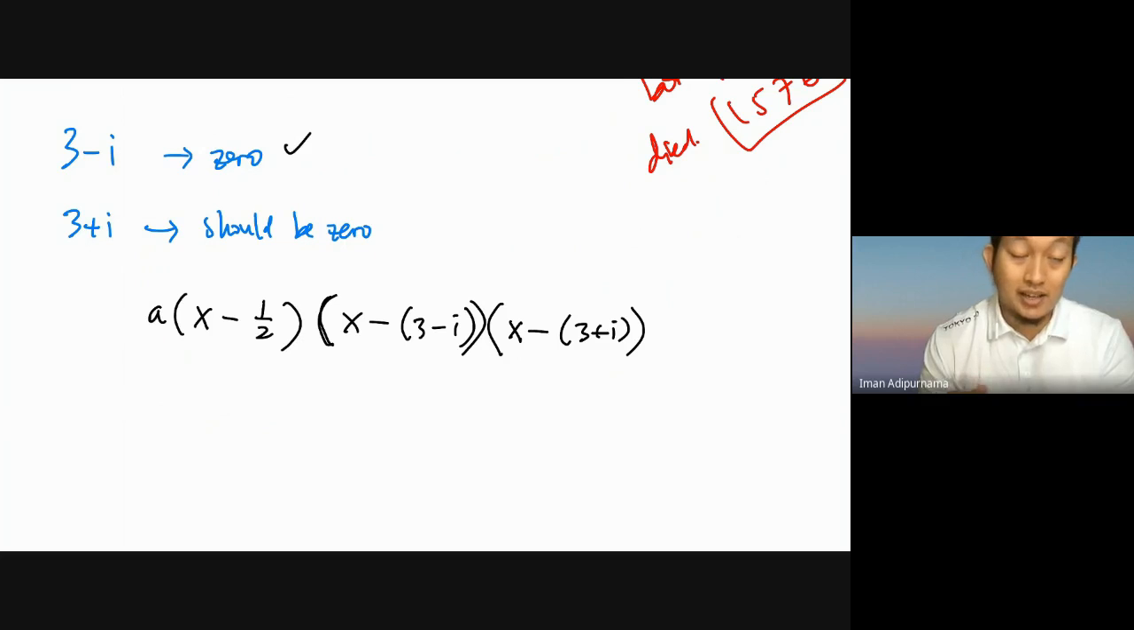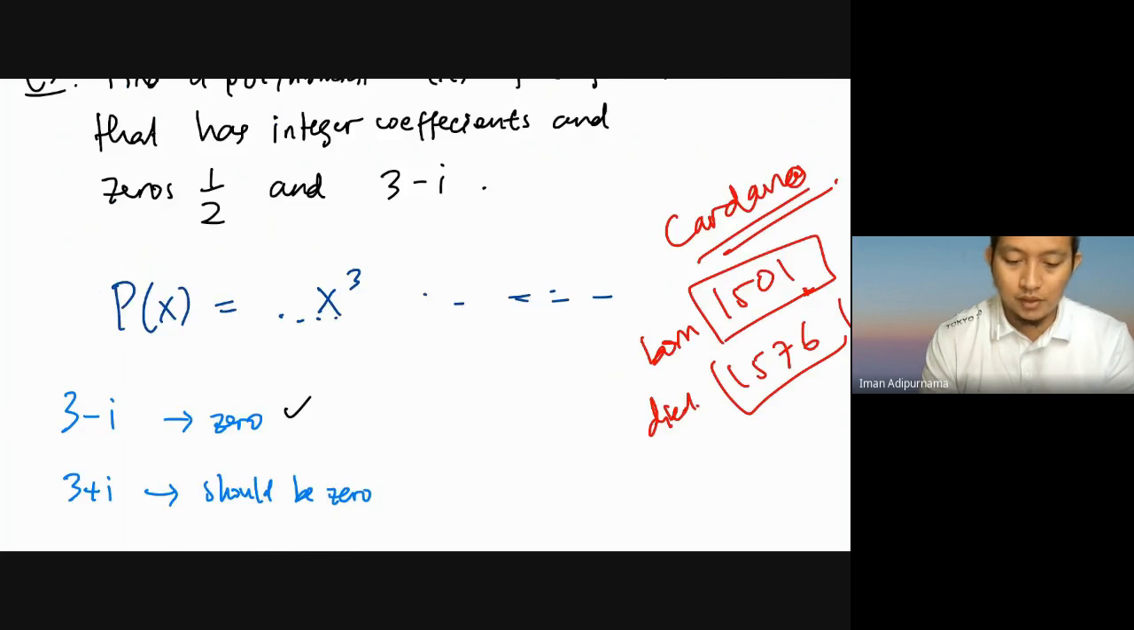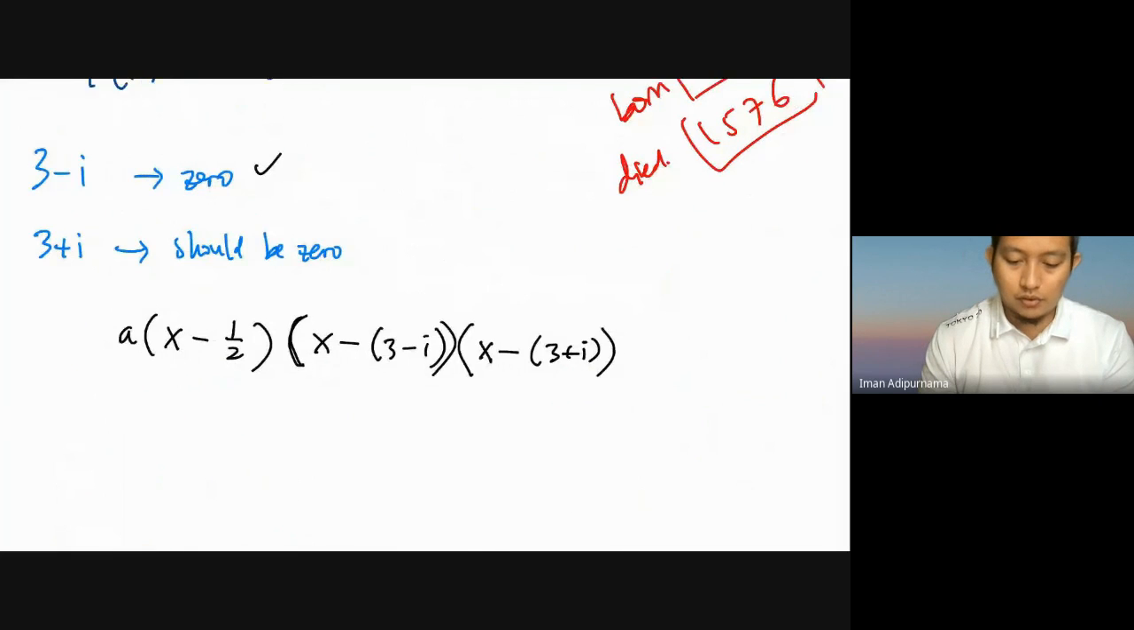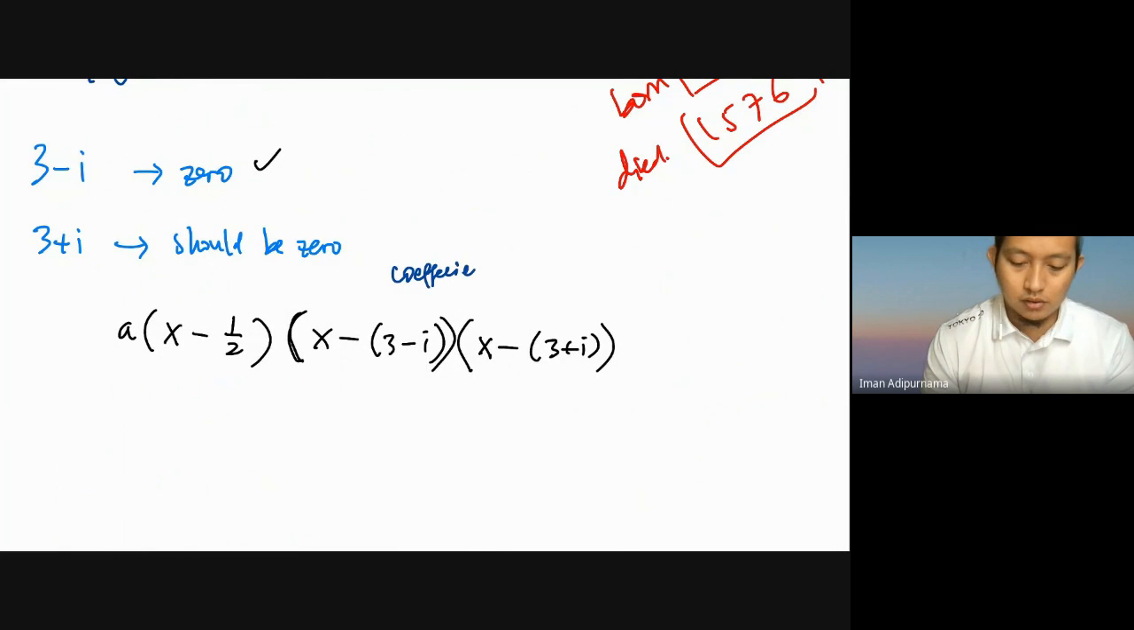Because at the end of the process, we want to make sure that everything inside needs to be integer. So you need to remember the question: it needs to be integer coefficients. That's why I put a, to make sure that at the end of the process I can multiply by something. We can set a to any number later, and then make it all integer.